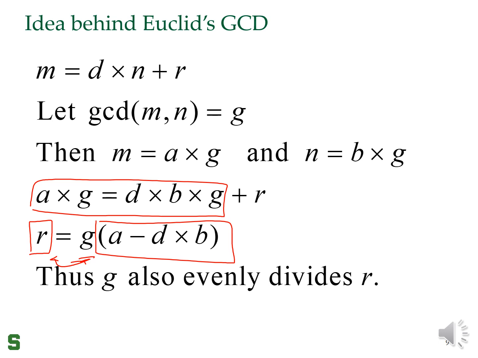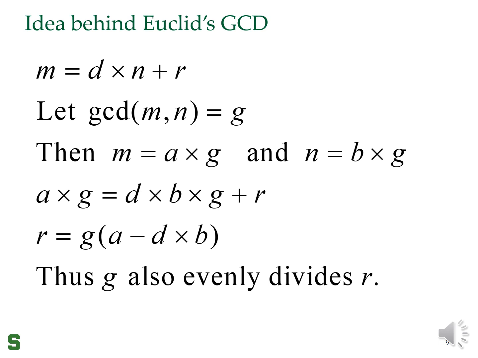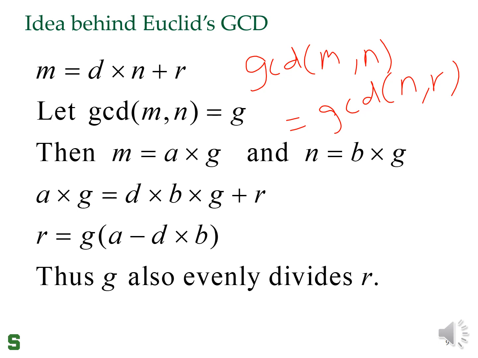So what we did, if you recall, was we basically replaced GCD of m, n. We said this was going to be computed as GCD of n comma r, and in this case exactly this is what we are going to get, because g is also going to be a factor of r.